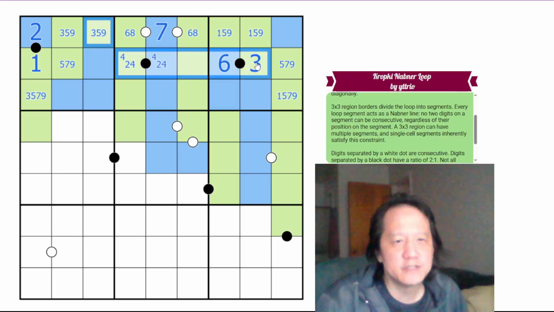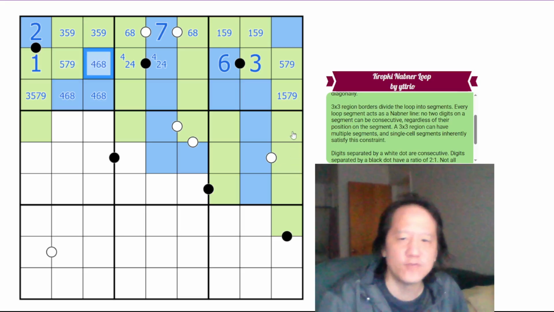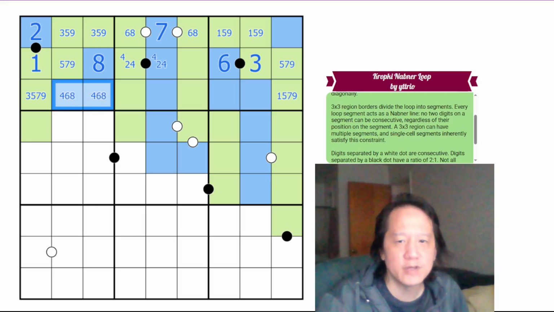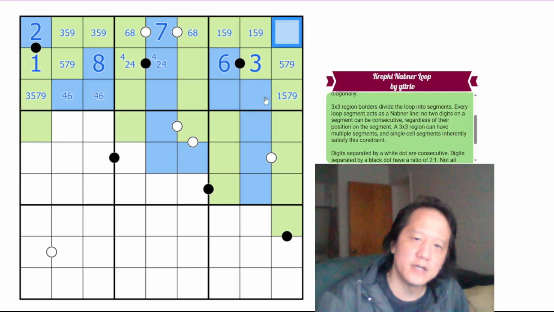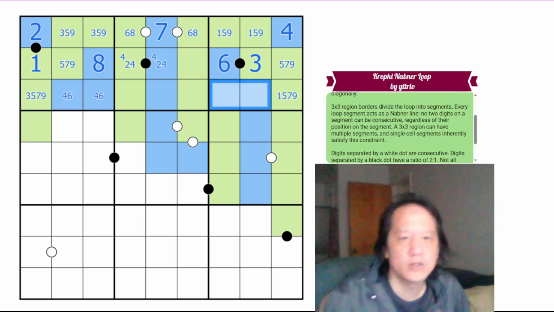Okay, remaining digits in box 1 are 4, 6, and 8. This can't be 6 or 4, so this must be 8, which means this cannot be 8 here. On the Nabner line it is 2, 4, and 8, so this can't be 2, 6, or 8. This must be 4. That forces this to be a 2, 8 pair here.